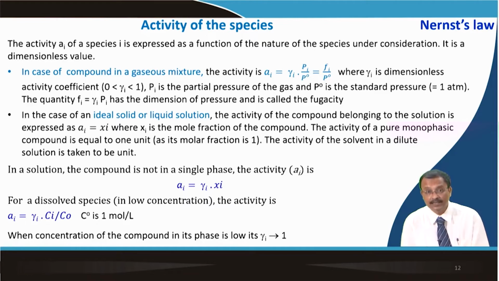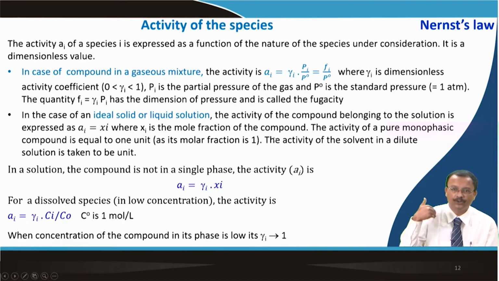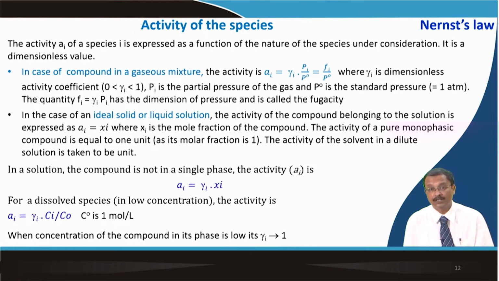So, in case of an ideal solution or liquid solution, the activity of the compound that belongs to the solution is expressed as this relation, a i is x i, where this is the mole fraction of the compound. So, the activity of a pure monophasic compound is equal to 1, because the mole fraction is equal to 1. The activity of the solvent in a dilute solution can be taken as unity.